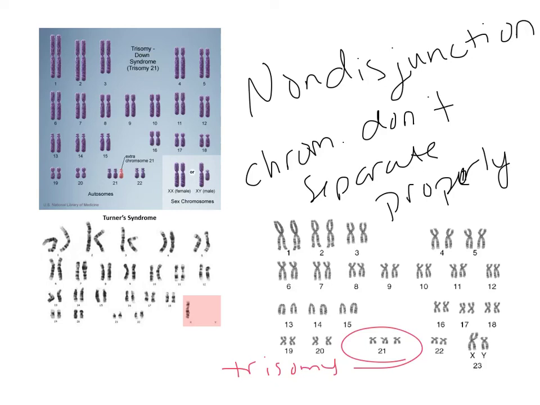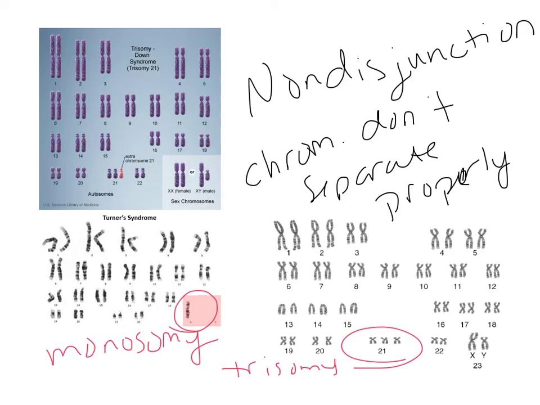Or you end up with what's called a monosomy, where they didn't separate properly and so you're short a chromosome. One of the gametes did not have a particular chromosome. Instead of having an extra, it didn't have one at all. So non-disjunctions are when the chromosomes don't separate properly. Again, our common ones are monosomies and trisomies, and you can see these on a karyotype.